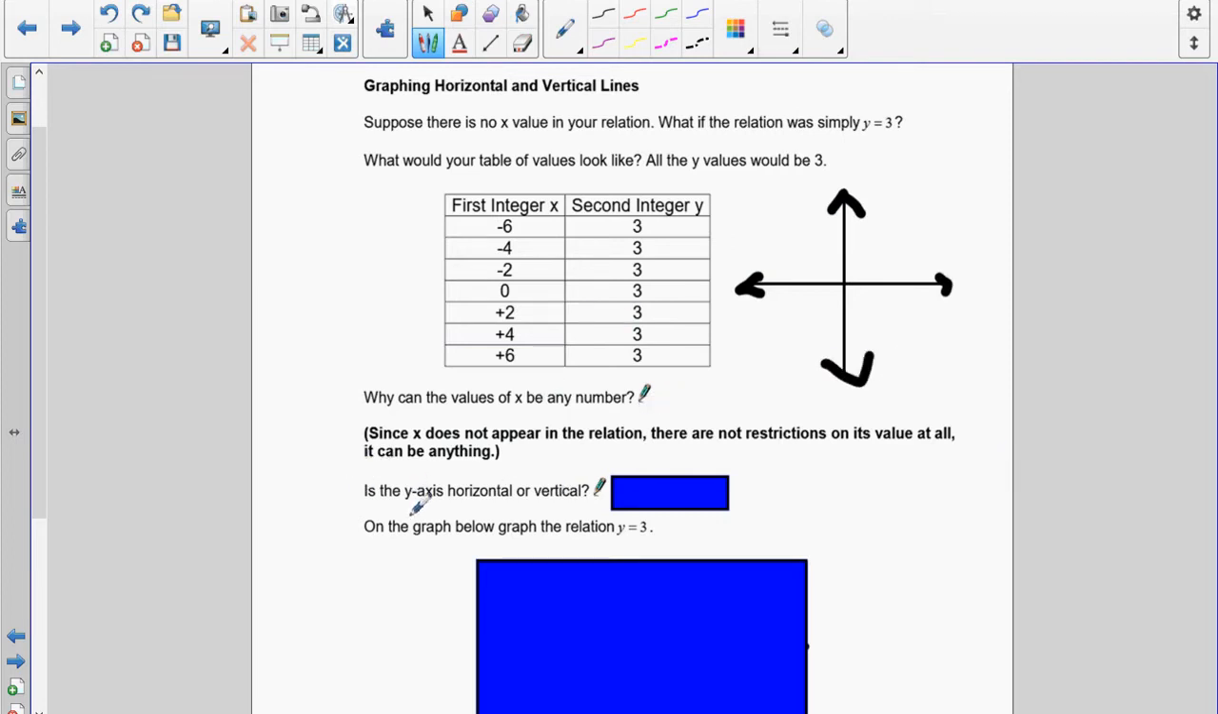So I'm taking a look here. It says, is the y-axis horizontal or vertical? Well, the y-axis is this one, and it is up and down, so it is vertical.